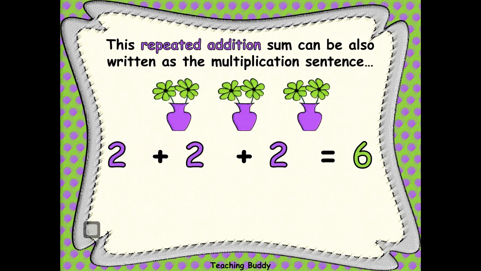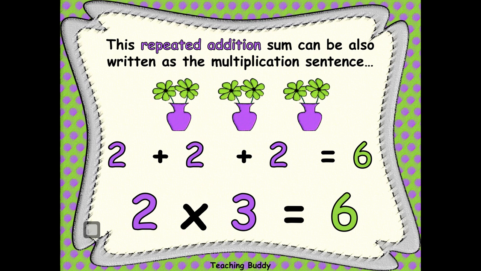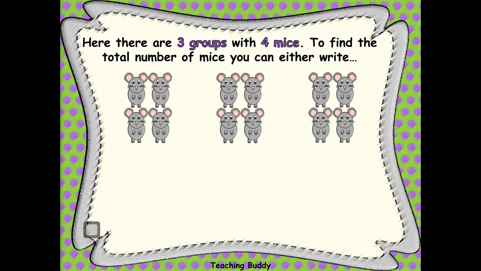There is another way we can write this though. This repeated addition we just did, we repeated the same number being added together. We can write it as a multiplication sentence. So I have 2 flowers in the group, and there are 3 groups. So I'm going to write that as 2 flowers times 3 groups gives me 6 flowers.